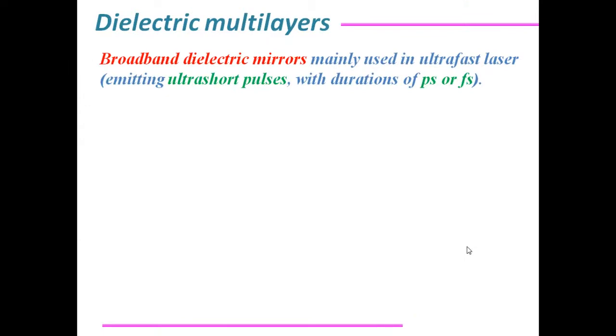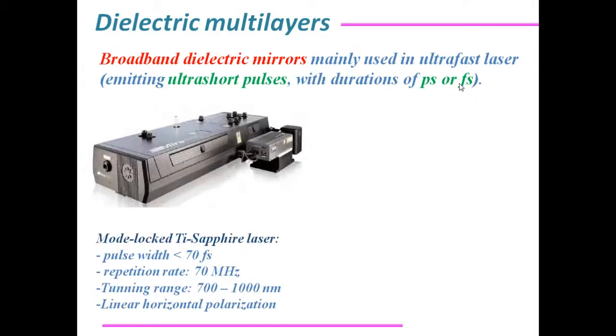Now, what about the broadband dielectric mirrors? What are the uses? They are mainly used in ultrafast lasers, where the laser emits ultra-short pulses, with durations of picoseconds, femtoseconds, and even attoseconds. They are, as far as I know, the shortest temporal widths of such pulses.